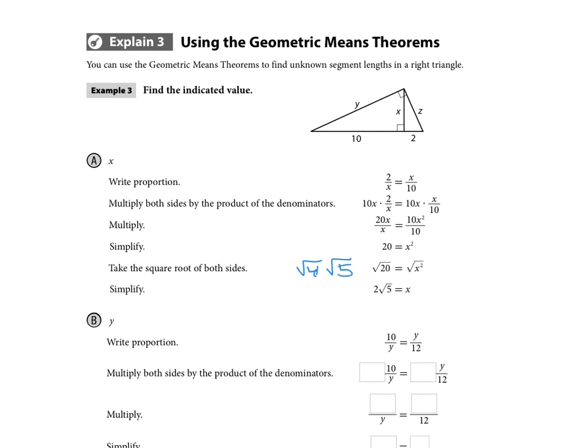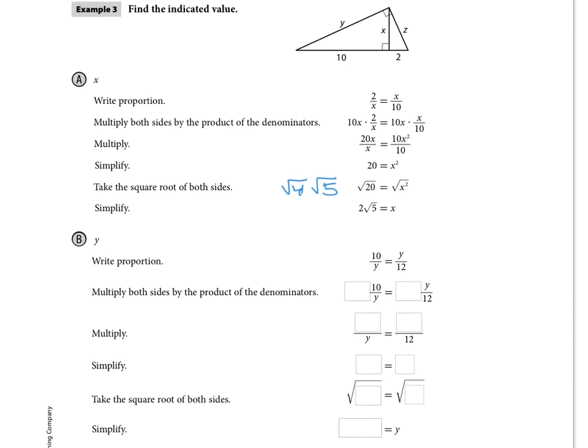So now let's fill in for part B using the same diagram here. We're going to write a proportion to find y this time. Now, y is not the altitude like it was for part A. y is a leg. So the proportion that we're going to set up there, we want to remember which part of the hypotenuse y is adjacent to, it's 10. So we're going to say that it's the product of 10 and 12, which is the whole hypotenuse length.